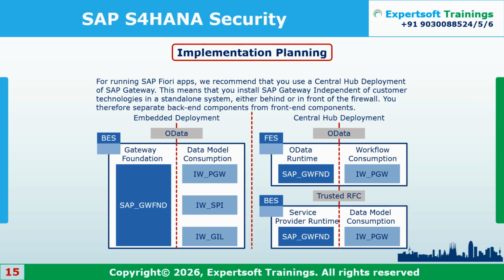For example, we are going to create a sales order role. If you are using central hub deployment, first we create a sales order role in the front end system. The same role we create in the back end system also. But coming to the embedded deployment, the sales order role, only one role we can create here, because we don't have any separate systems. Both are available in the same box actually.